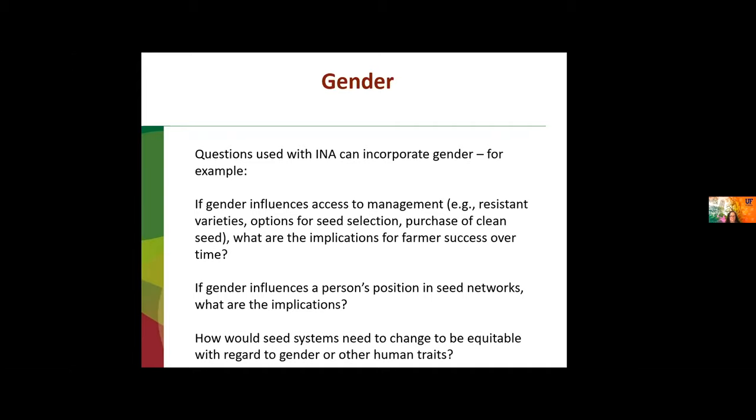And then a last question here. For example, how would seed systems need to change to be equitable with regard to gender or other human traits like age, et cetera?